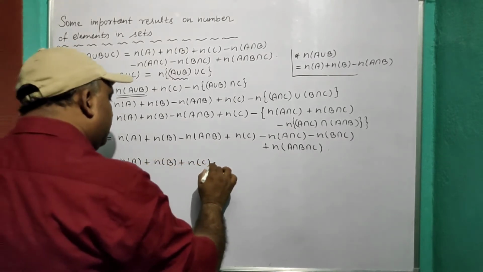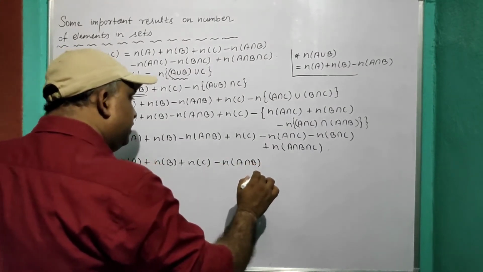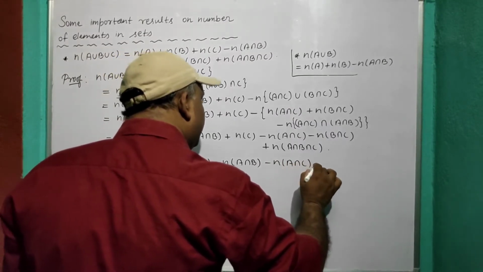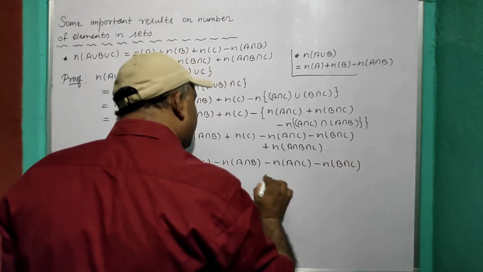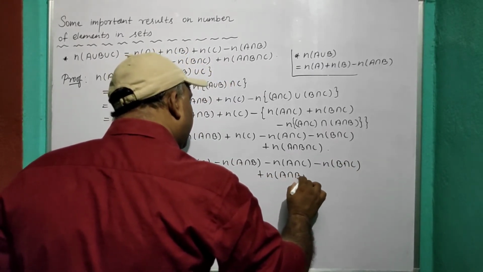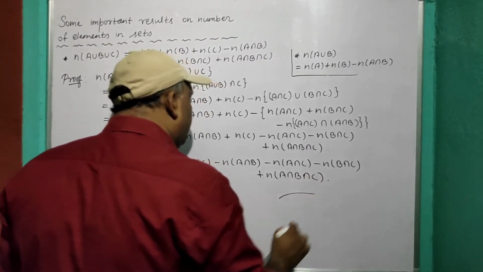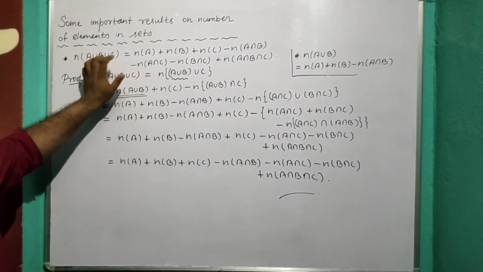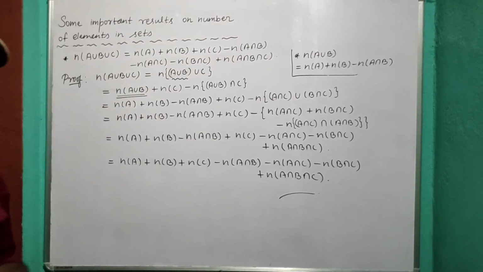Now rearranging this result, you can say that this is equal to nA plus nB plus nC minus n(A intersection B) minus n(A intersection C) minus n(B intersection C) plus n(A intersection B intersection C). Okay, so this is the required proof for three sets A, B and C.